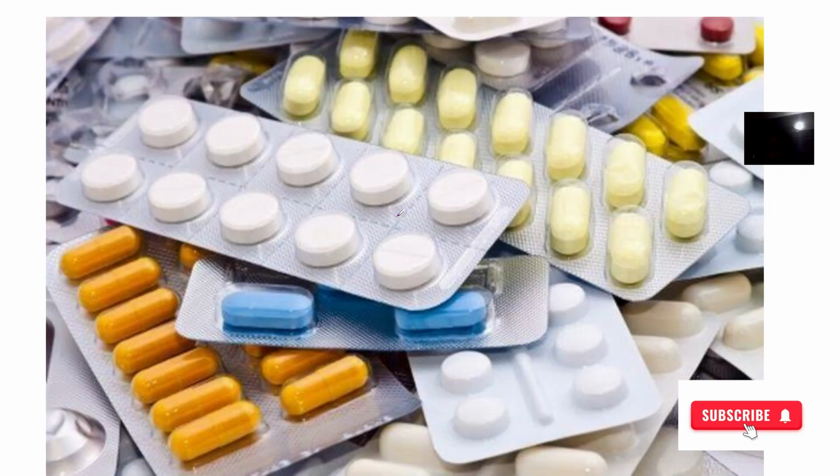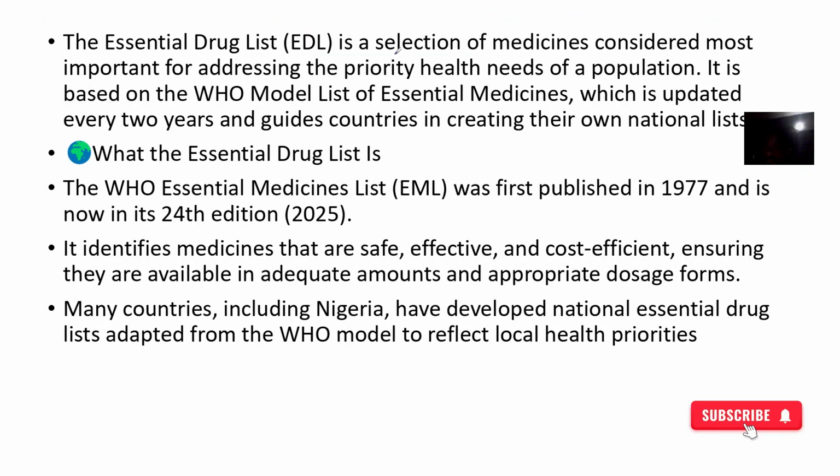Do you understand? So essential drug list, we say that it's a selection of medicines, and this is considered that you're actually selecting a medicine that is the most appropriate to addressing the health issues in that particular population. So it's based on the World Health Organization model list of essential medicines, which is usually updated every 2 years, and it guides countries in creating their own national list. So countries take the one that the World Health Organization does and they modify it, they work on it. Most of the times, of course, they are adding more.